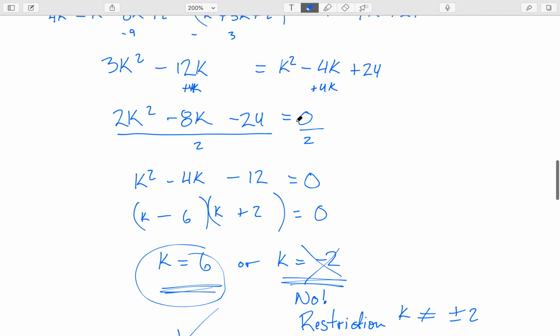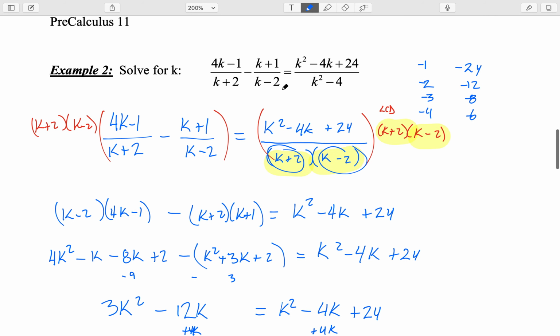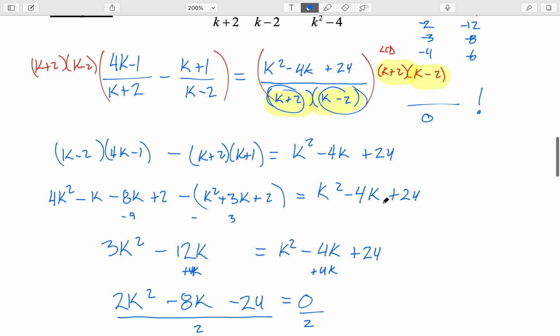But now, the reason it doesn't work is it's a restriction because you cannot divide by 0, right? Something divided by 0 gives you a massive problem.